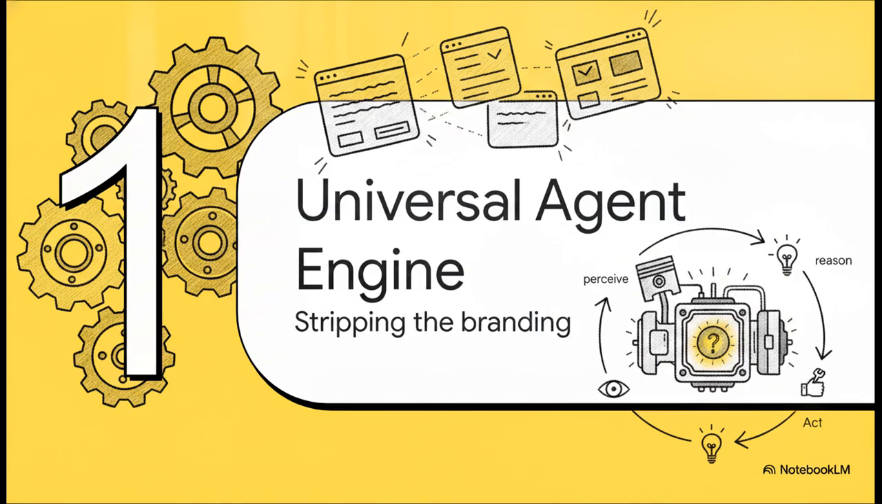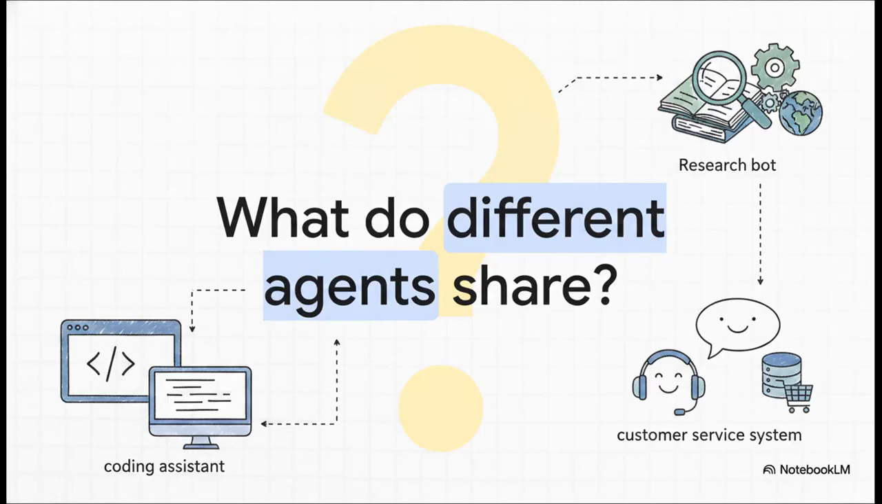Let's start with that universal agent engine and really strip away the branding. This is where we clear out all the flashy interfaces and the marketing jargon. When you look under the hood, there is a massive revelation waiting for you about how these systems actually operate. I want to pose this question directly to you. What do coding assistants, customer service systems, and research bots all share?